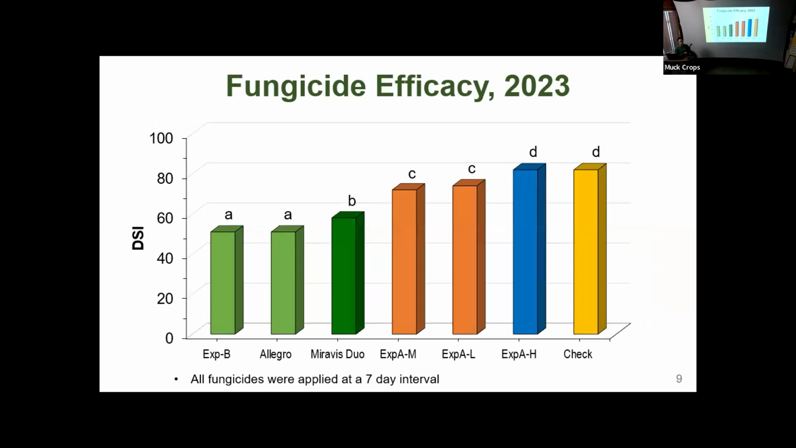There was another trial on the station in 2023, which included Allegro, which wasn't in the other trial. So in this trial, the fungicides were applied at a 7-day interval, and we do see more of a difference here. So we see that Allegro provided the most suppression of Stemphylium, but we also see that Miravis Duo also suppressed Stemphylium compared to the control.